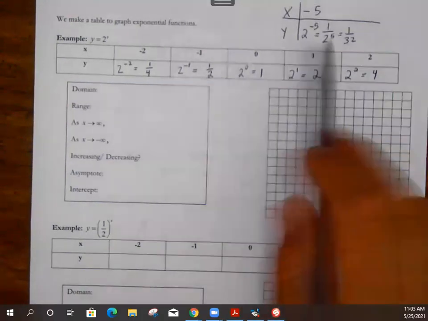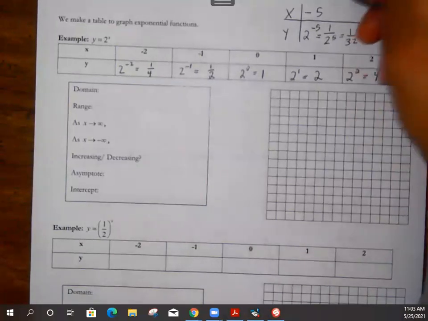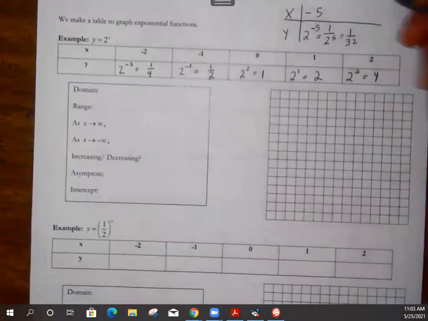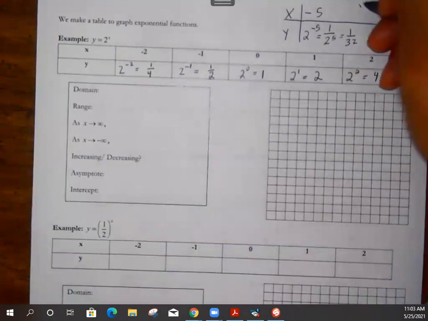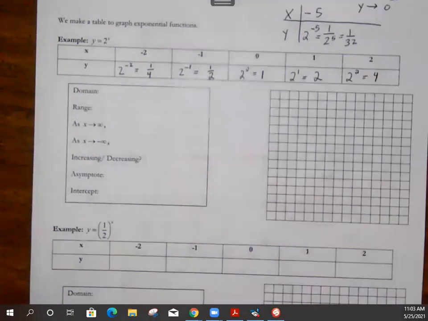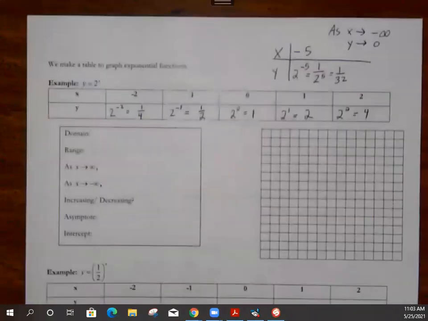So as x approaches -infinity, y is going to approach 0, but it's never going to reach 0, because the worst that's going to happen is going to be 1 over a really big number, which is still something. It's still something bigger than 0. So we're going to have something called the horizontal asymptote, where the graph's going to level out and get closer to it.